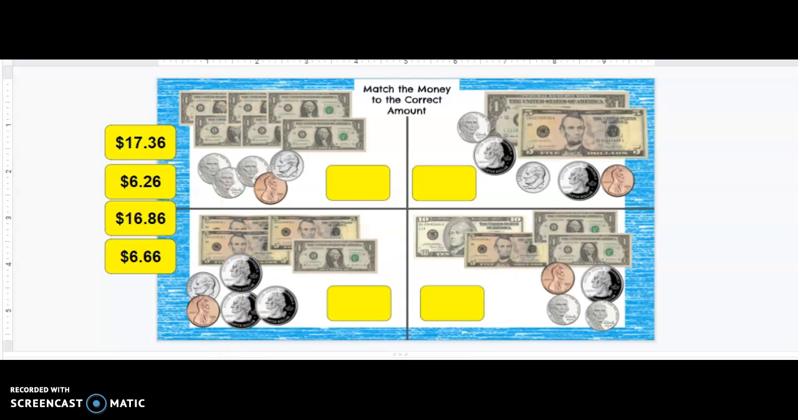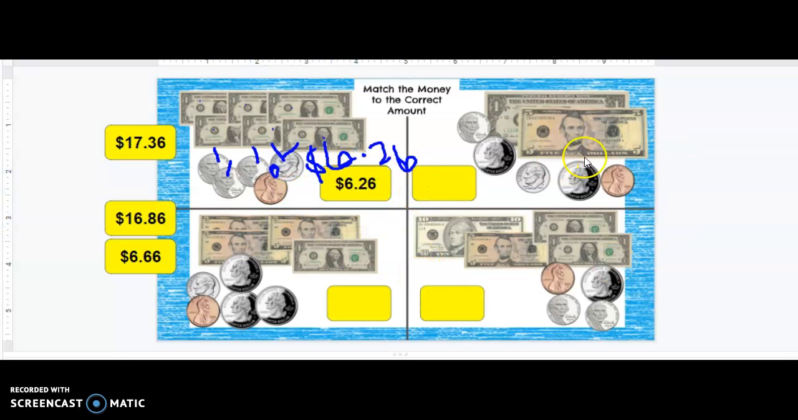Right here I have $1, $2, $3, $4, $5, $6. And this is going to be a nickel, 5, 10, 15. This is a dime, 20, 25, 26. So $6.26. I'm going to write that out, and I can drag this one over.